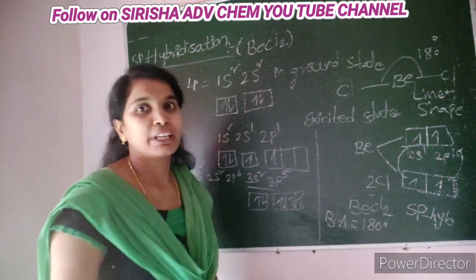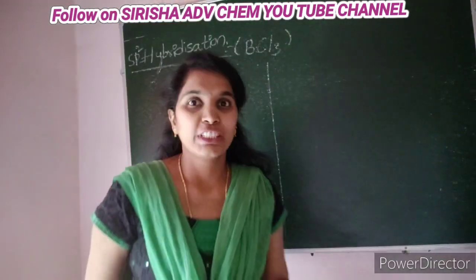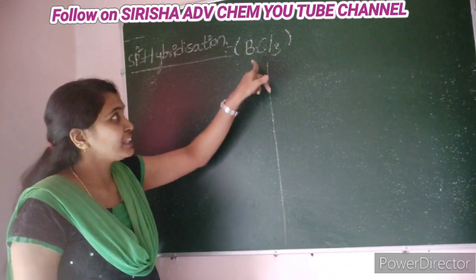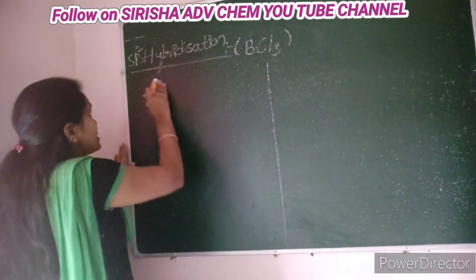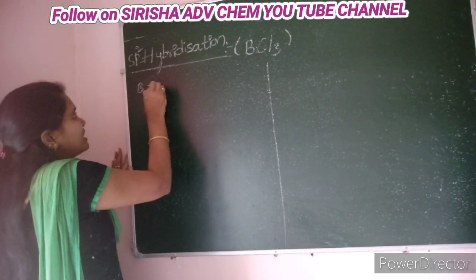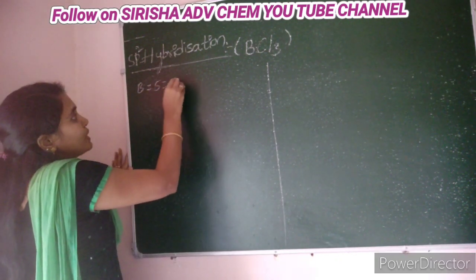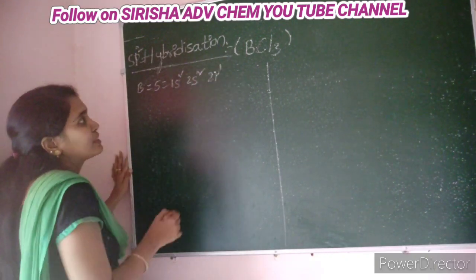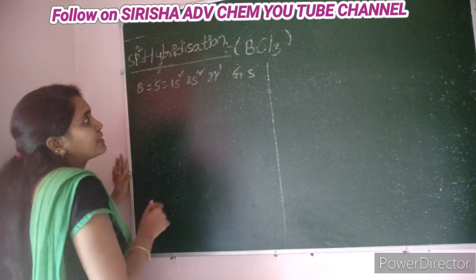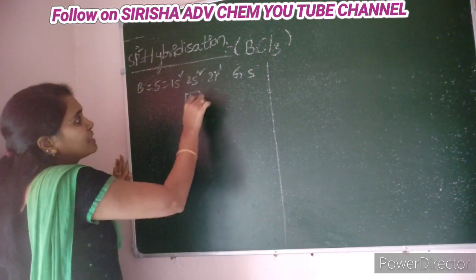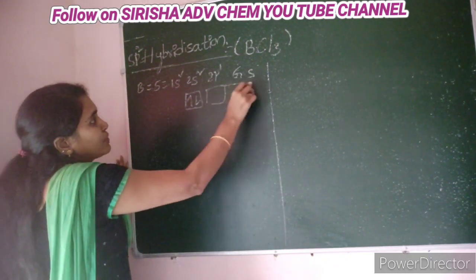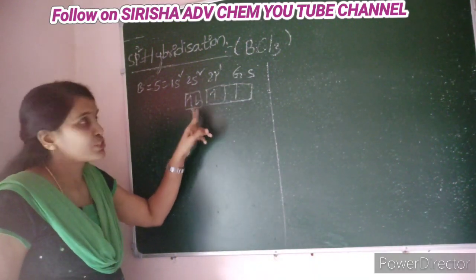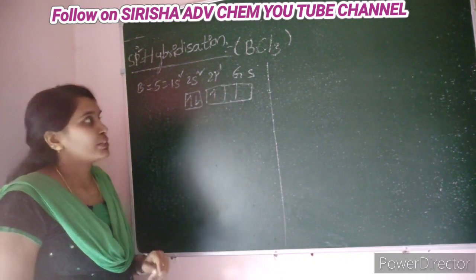Okay children, next. The second one is sp2 hybridization. Which example are we taking? BCl3. So firstly we are taking boron. Atomic number is 5, 1s2, 2s2, 2p1. This is the ground state electronic configuration. In the ground state, the s orbital has 2 electrons and the p orbital has 1 electron.